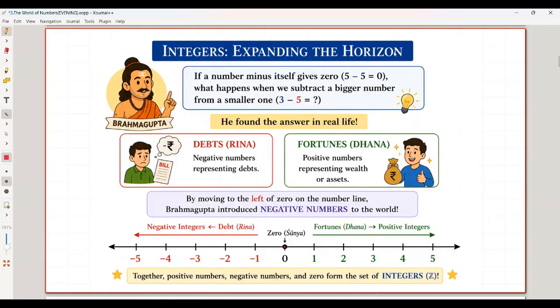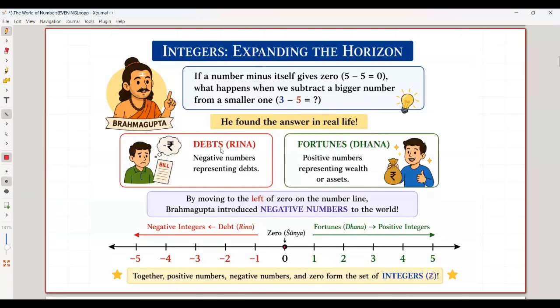Integers: expanding the horizon. If a number minus itself gives 0, that means 5 minus 5 is equal to 0. What happens when we subtract a big number from the smaller one? 3 minus 5 is equal to what? So we are going to get the integers, negative numbers.